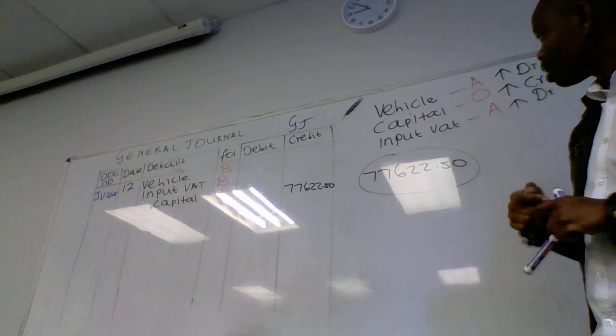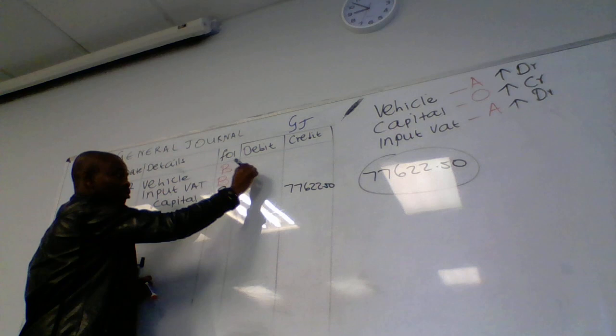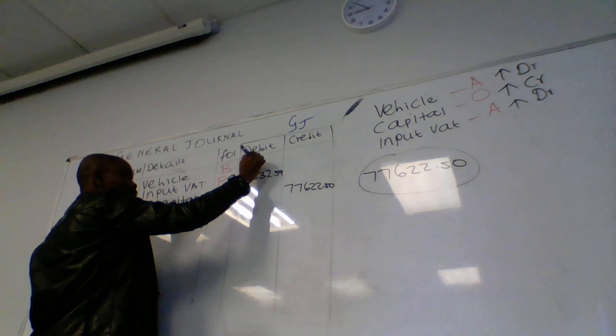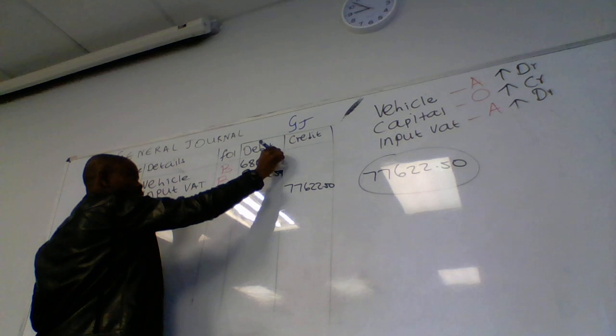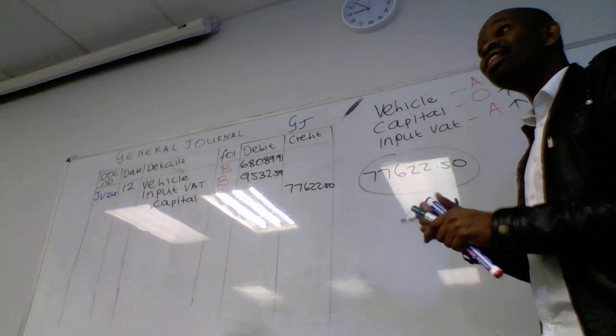9,5? 18,59. Okay, let's. And now we said? 7. 9,5? 32,59. And that means that the vehicle is 6,8,0,8,9,9,1,1. Please understand. Who can tell me how do we calculate this VAT like you did before?